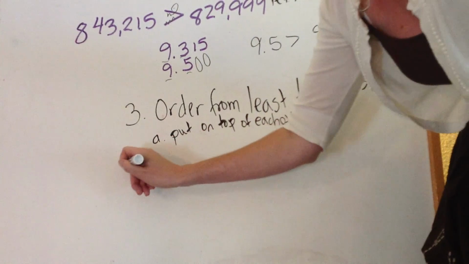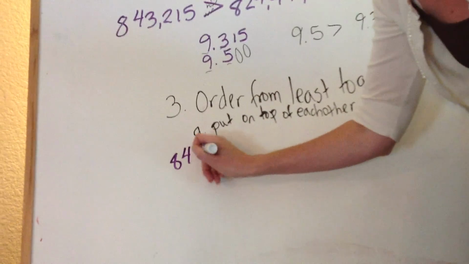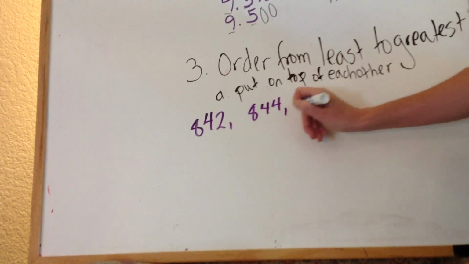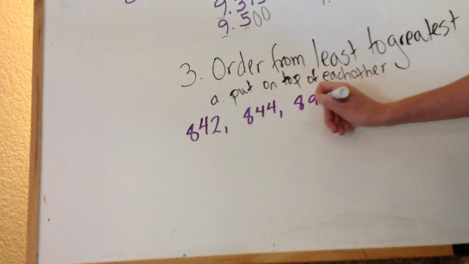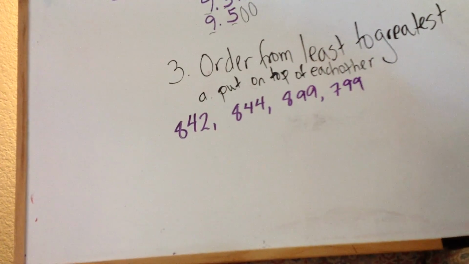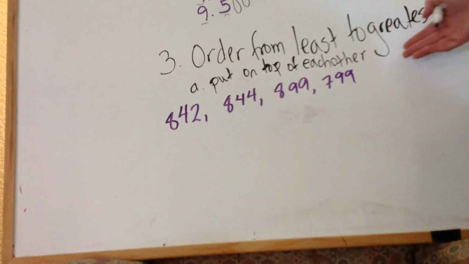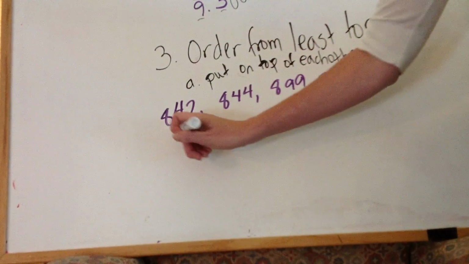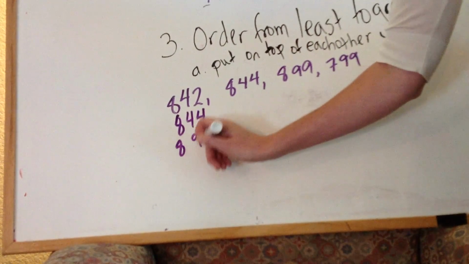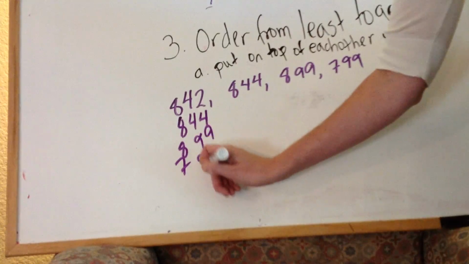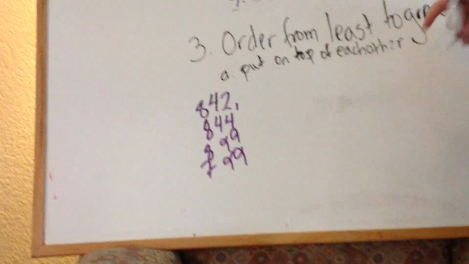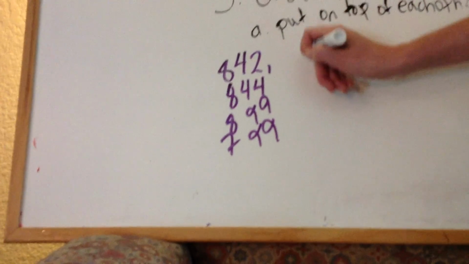So if I had 842,800, 844,899, and 700,909. First thing I need to do is put them on top of each other. So I'm just going to write these underneath. And step number 2, compare going left to right.